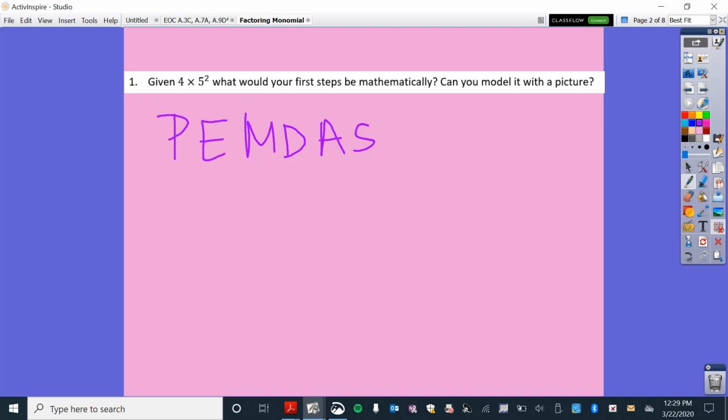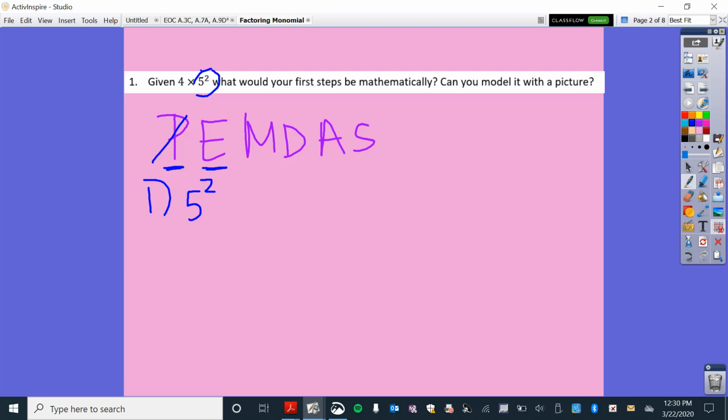Okay, so we're going to use this to help us know what we have to do first. So the first thing is parentheses. Do I have any parentheses in that problem? No, so I'm going to move on to the next one. So I go to E for exponents. Do we have any exponents? Yes, we do. Okay, we have 5 to the second power. So our first step is going to do 5 to the second power.